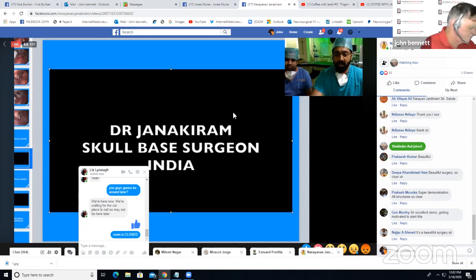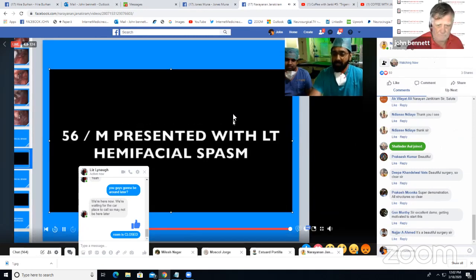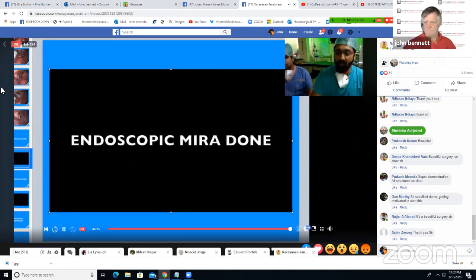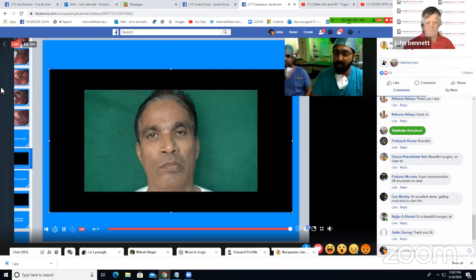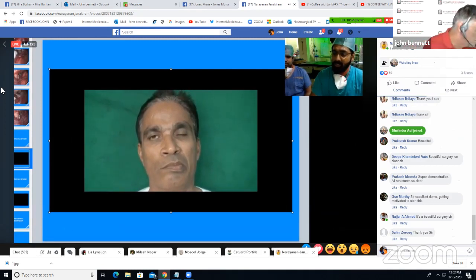So you can see here, a 56-year-old male presented with a history of left hemifacial spasm. So we did a MIRA for this patient, and you can see how this patient has got a twitch. You can see the twitch, see that it's a severe twitch. He couldn't drive a car.